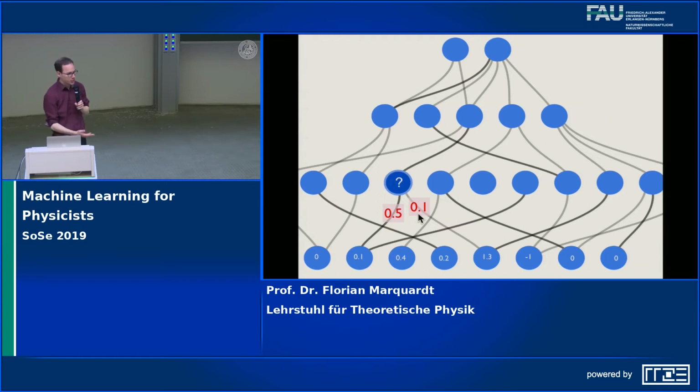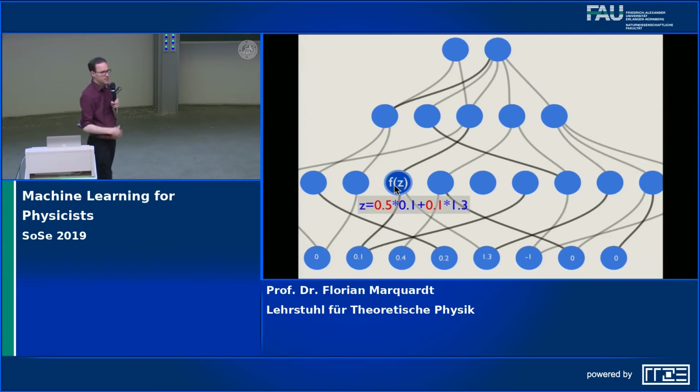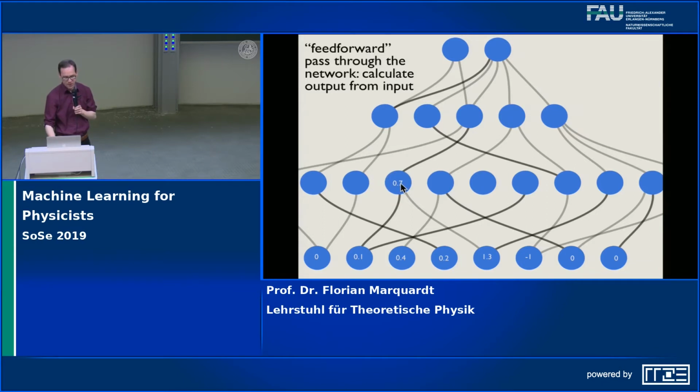And so now I told you what we have to do. We have to multiply the 0.5 by the 0.1 value. And we have to multiply the 0.1 weight by the 1.3 value. And then we have to add it. And maybe add the offset, if we have one. So that's shown here. The z is this weighted sum. In this case, I neglected the offset, but I could add it. And then I will plug this value of z into my nonlinear function, and I get something. And for example, I might get 0.7. Yeah? And so I can now do this for all the other neurons in the same layer.